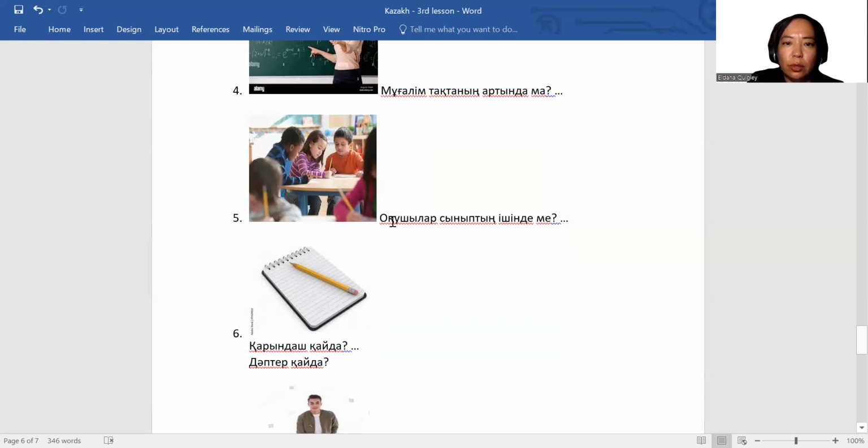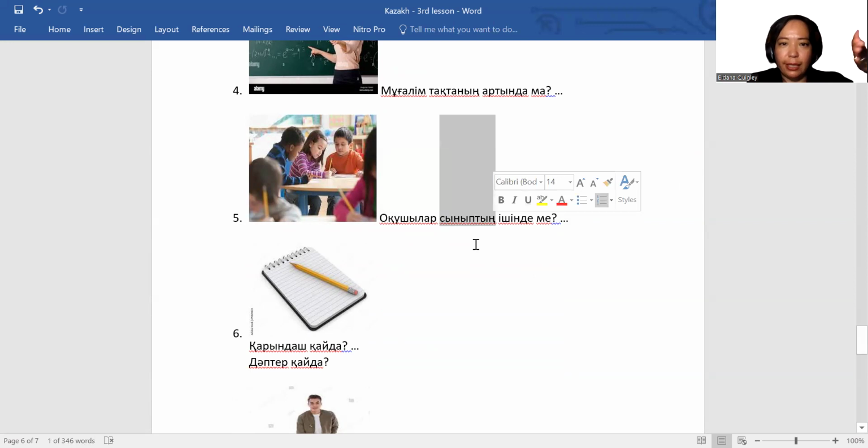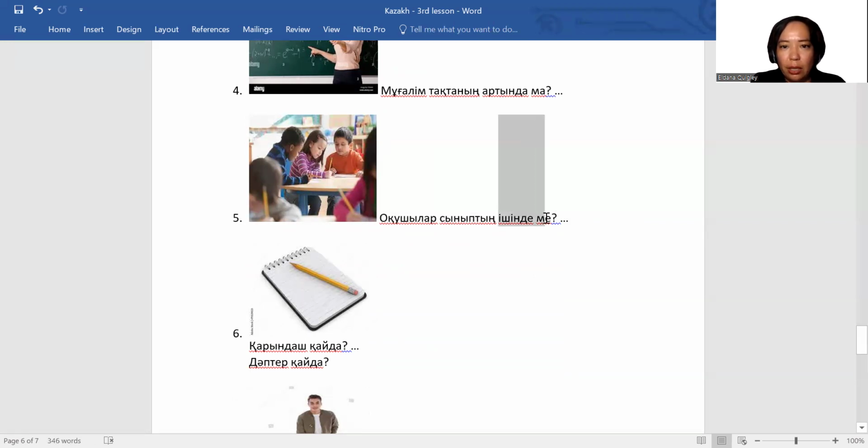The students. Are the students inside ішінде of the classroom? Сыныптың ішінде ме? One more time. Оқушылар, plural form of students. Lar makes it plural form of one student. Оқушы is one. Оқушылар is many. Оқушылар сыныптың of the classroom ішінде ме? Inside. So the English version is, are these students inside the classroom?